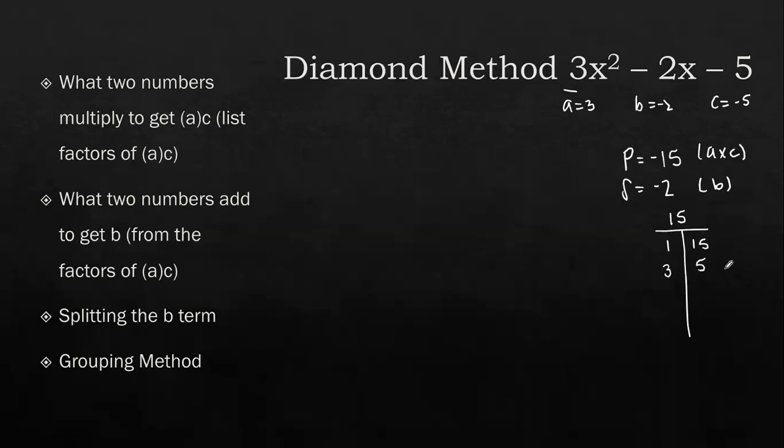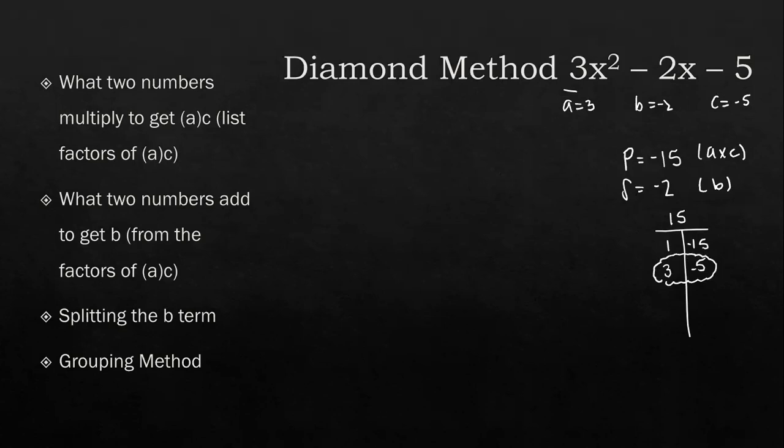So I know that the combination of these has to give me a negative number. So I know one number must be positive and one number must be negative. Since they're adding to get me -2, I know the bigger number must be the negative. So which two numbers would add to get me -2? 3 and -5.